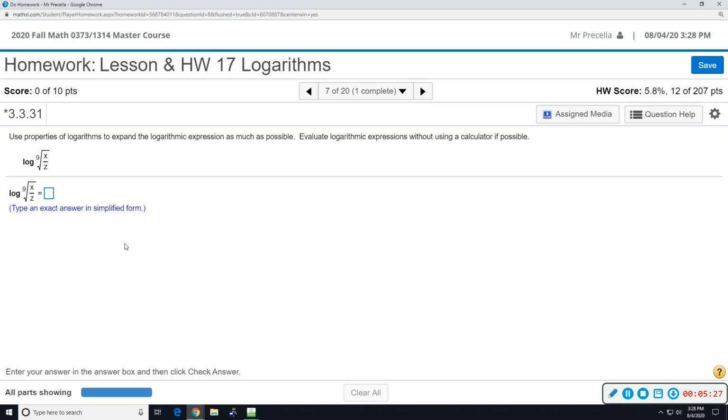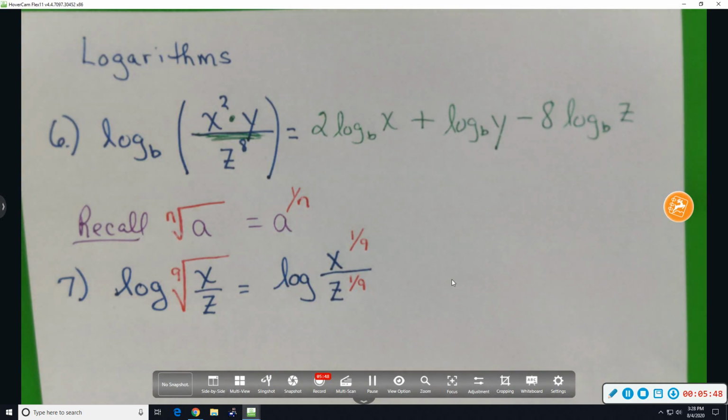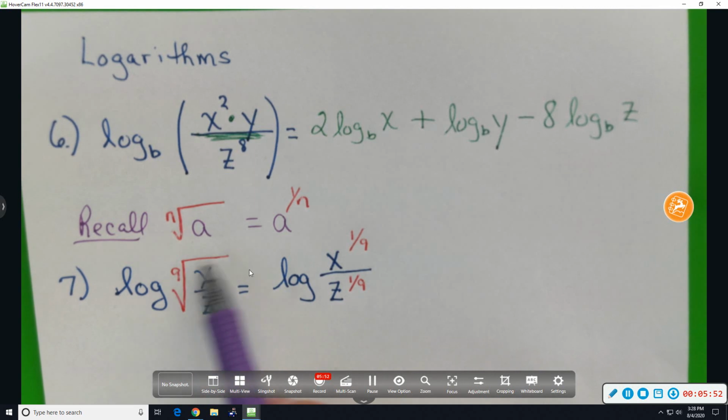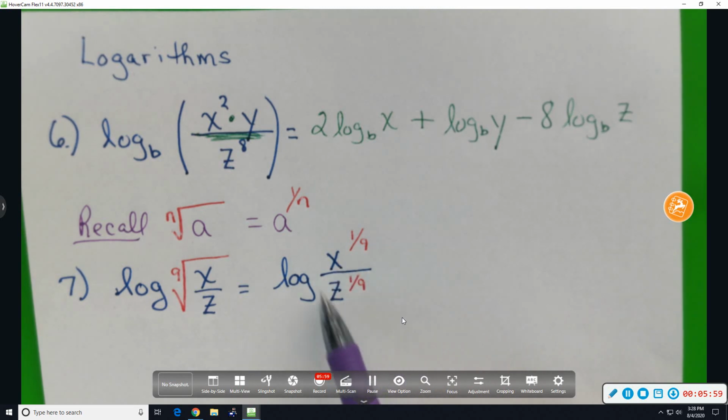And now, a 9th root is the same thing as a 1 over 9 exponent. Now be careful. This 9th root applies to both the x and the z. Both of them should get a 1 over 9, not just one of them. Okay? So we're rewriting. Oh, oops, I forgot to switch, okay? So I'm rewriting the 9th root as a 1 over 9 and a 1 over 9. Both of them get the 1 over 9.